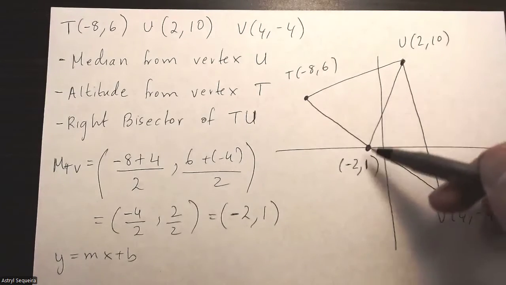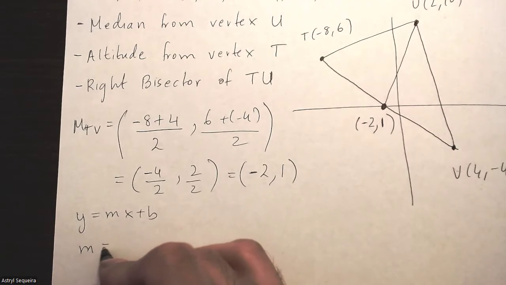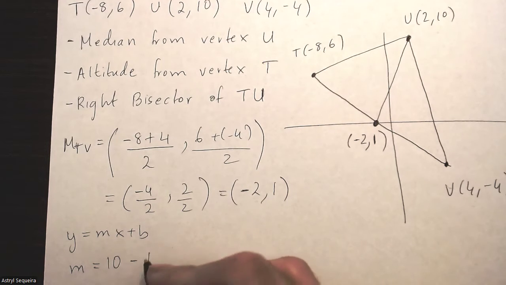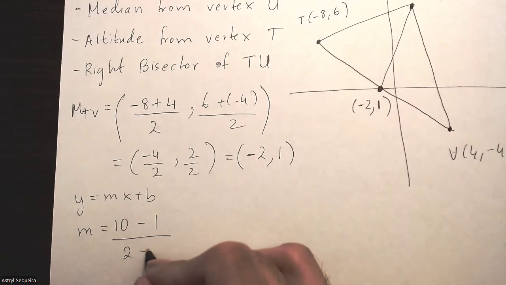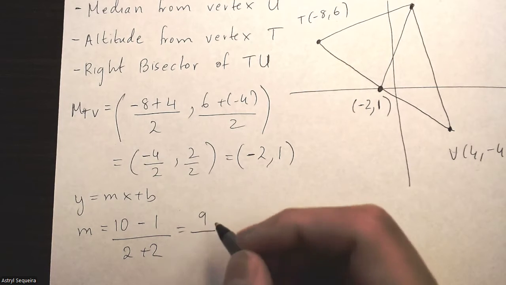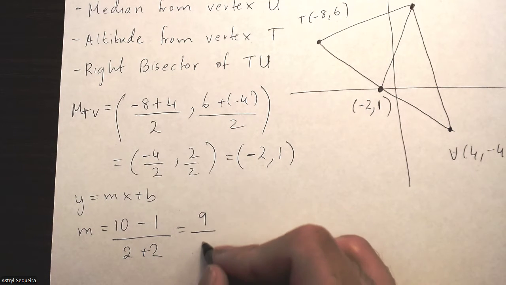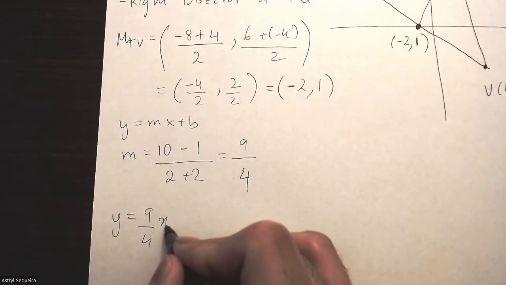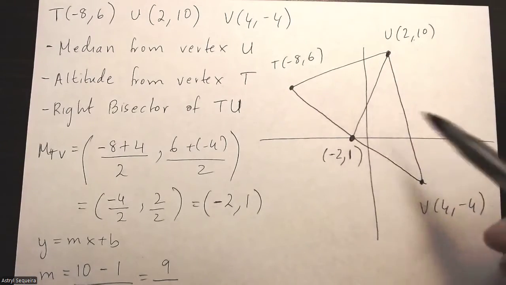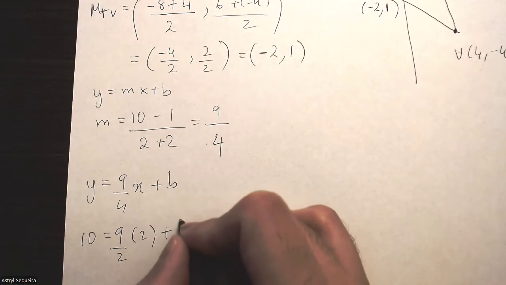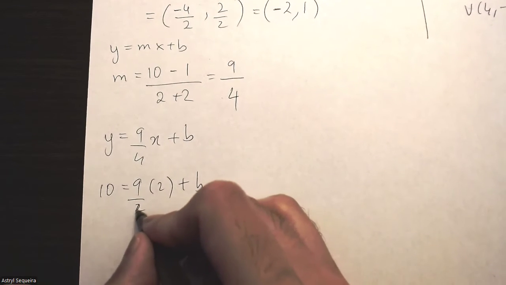We'll calculate the slope using the 2 points. So my slope is just y2 minus y1 over x2 minus x1. So 10 minus 1 over 2 plus 2, because the double negatives make it a positive, which is 9 over 4. Then I'll just sub this into y equals mx plus b. And now I can sub in any one of these 2 points to find my b value. I'll just sub in 10 and 2. Oops, that's 4.